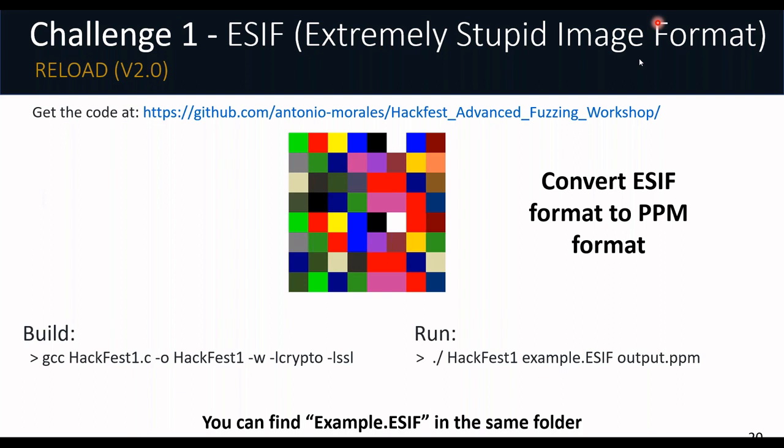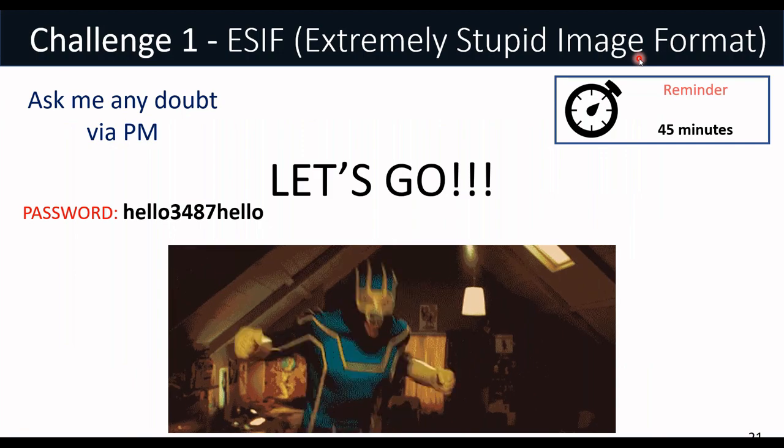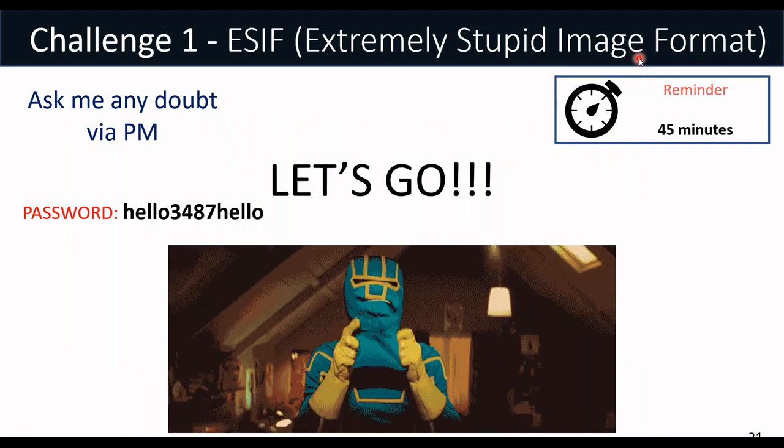So now we are going to start with challenge number 1. Please go to the GitHub repository and download the file fast1.zip. It's a compressed file, and you are going to need a password in order to be able to uncompress it.